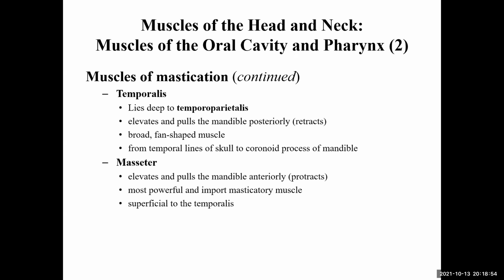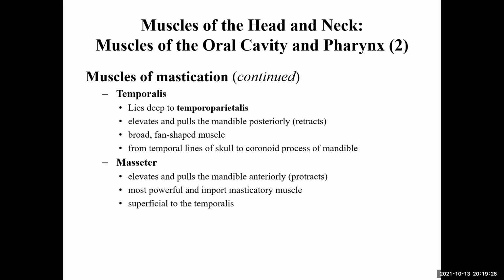The temporalis is going to be a deep muscle that helps to close your mouth, but also it's going to help to retract your jaw, pulling it backwards. It'll sit right on the side of your head, over the temporal bone, and it lies underneath this other muscle called temporoparietalis, which we'll discuss when we're doing labeling here, but it's deep to that muscle.